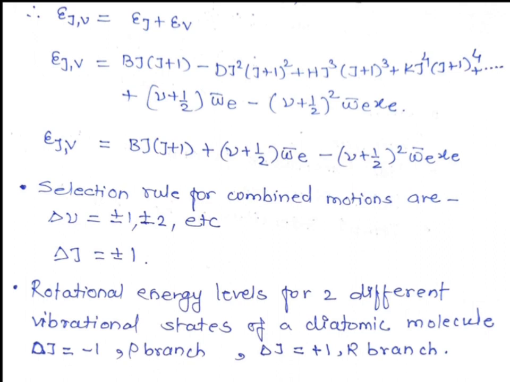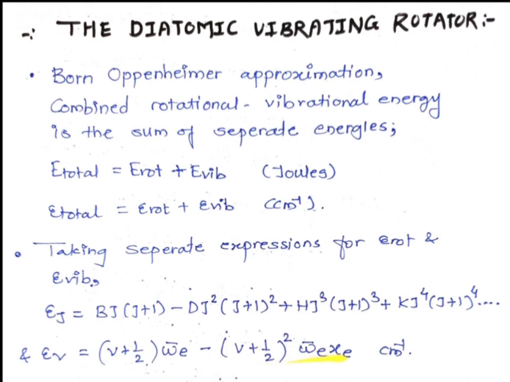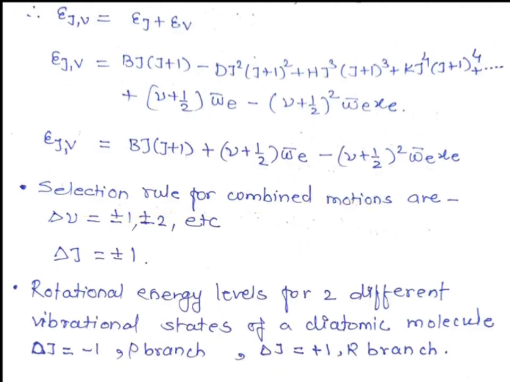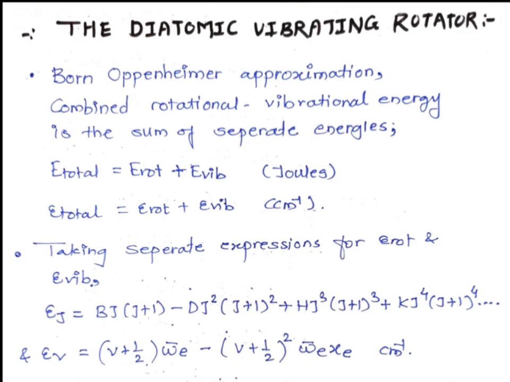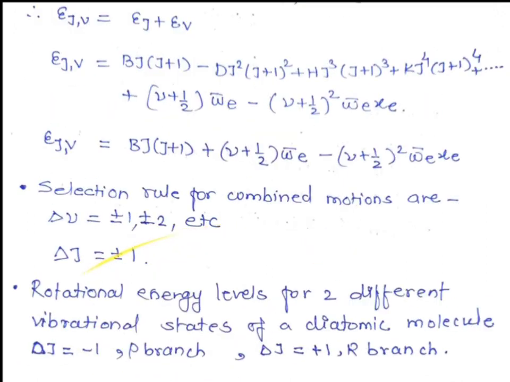So this is the equation of the Ej. Now we have to write the equation for Ev, which we have written here. So just write here plus (v+1/2) omega bar e minus (v+1/2) squared omega bar e xe. So I have written here both the values of Ej and Ev from here and just added these two equations in the Ejv.